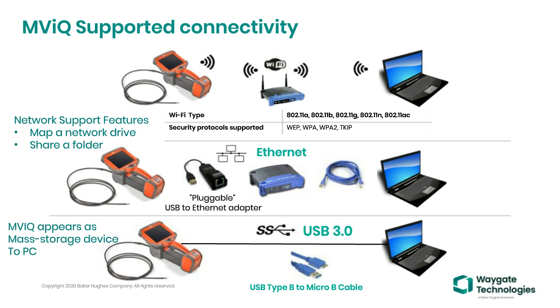The MVIQ supports the features of being able to map a storage location on a network as a destination to store borescope data, or to allow another device on that network to share a folder in the MVIQ's memory structure. The MVIQ also supports a configuration where it appears as a mass storage device when attached to a PC, similar to the way you would attach an external USB hard drive to a PC.